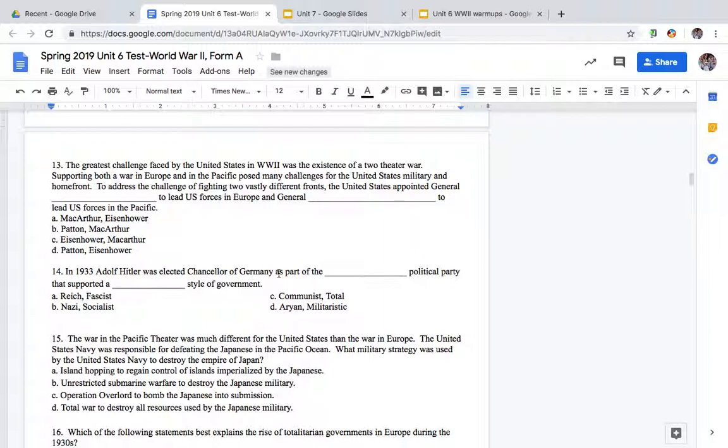Number 14. In 1933, Adolf Hitler was elected Chancellor of Germany as part of the blank political party that supported a blank style of government. Is it A. Reich and fascist? B. Nazi and socialist? C. Communist and total? D. Aryan and militaristic.